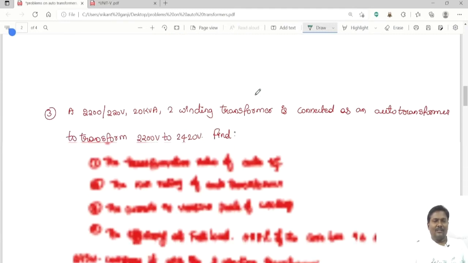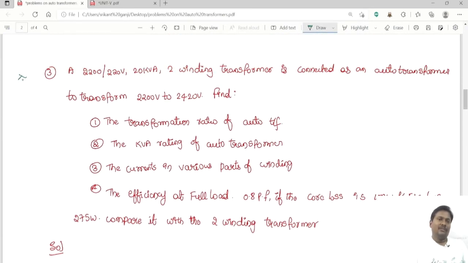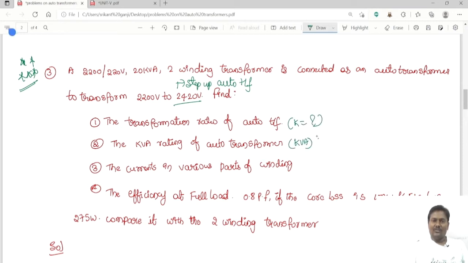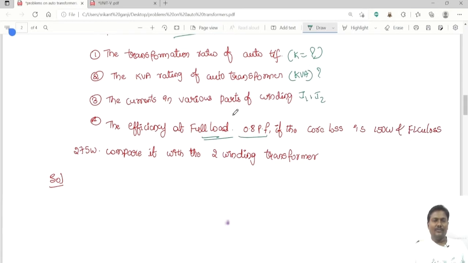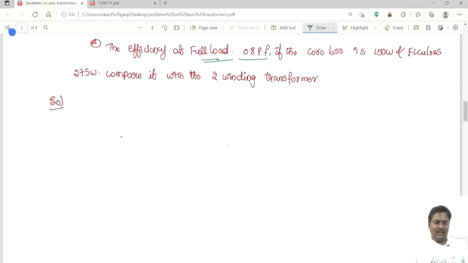And coming to the next problem, this is a very important problem, and it is repeated many times. A 2200 by 220 volts, 20 kVA, 2 winding transformer is connected as an auto transformer to transform 2200 to 2420 volts, meaning it is connected as a step up auto transformer. Find the transformation ratio, that is, the K value, the kVA rating of the auto transformer, the currents in the transformer, and the efficiency at full load at 0.8 power factor if the core loss is 150 and the full load copper loss is 275.